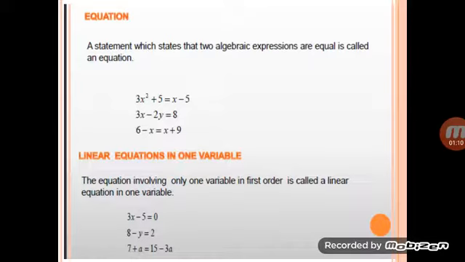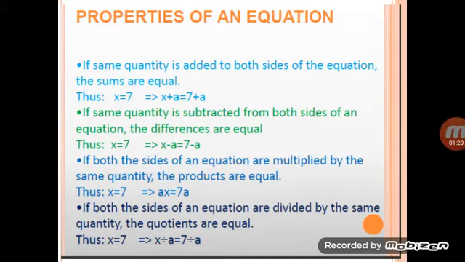The examples are 3x minus 5 equal to 0, 8 minus y equal to 2, and 7 plus a equal to 15 minus 3a. These all are examples of linear equations in one variable. A property of an equation is that if we add or subtract something on both sides of the equation, then it remains equal. Again, if we multiply or divide both sides of the equation by something, the equation remains equal.